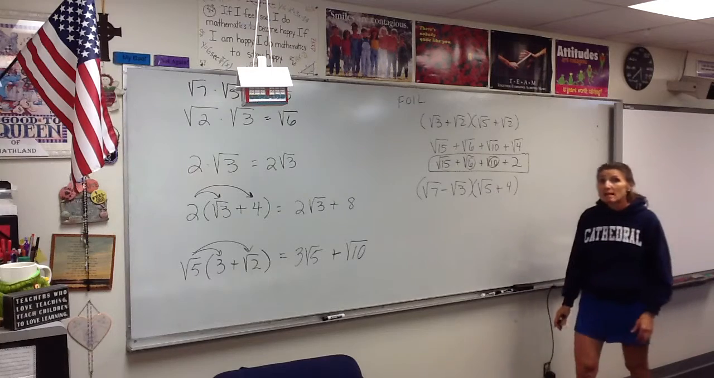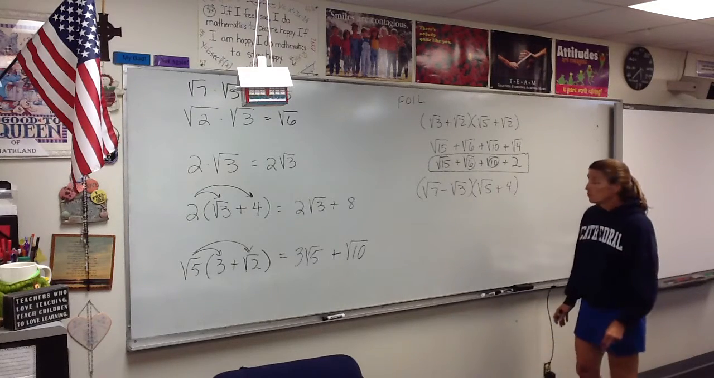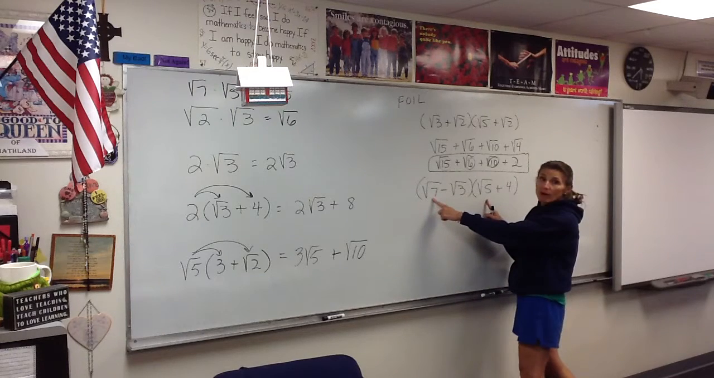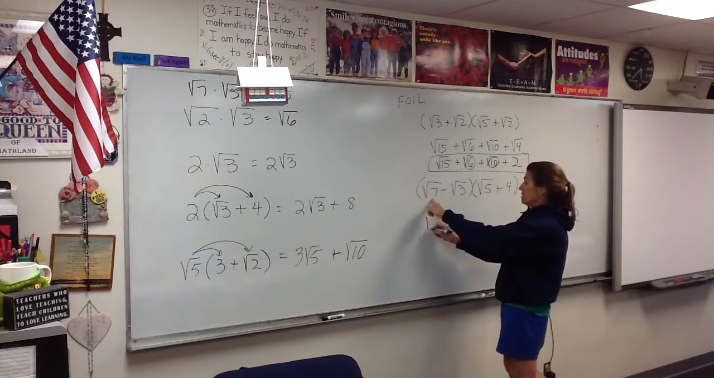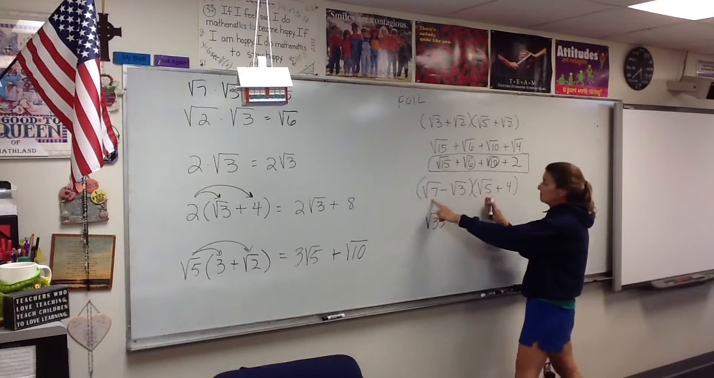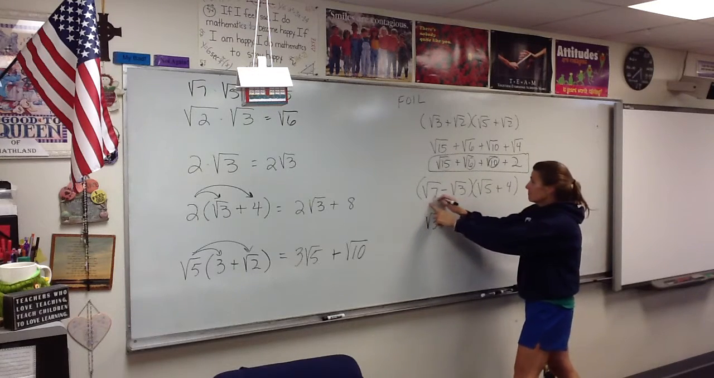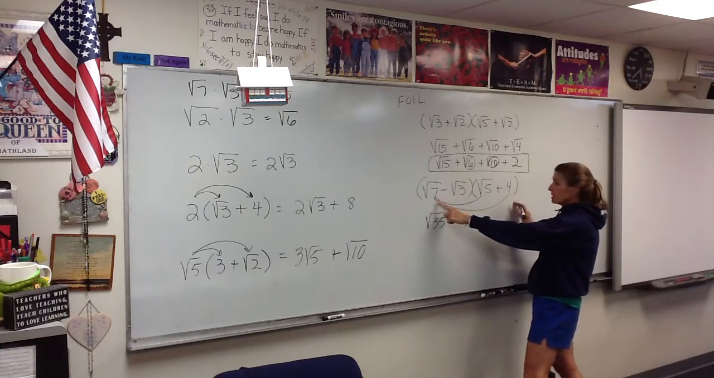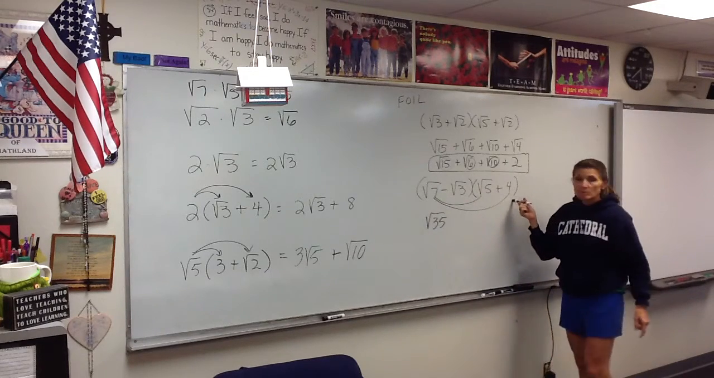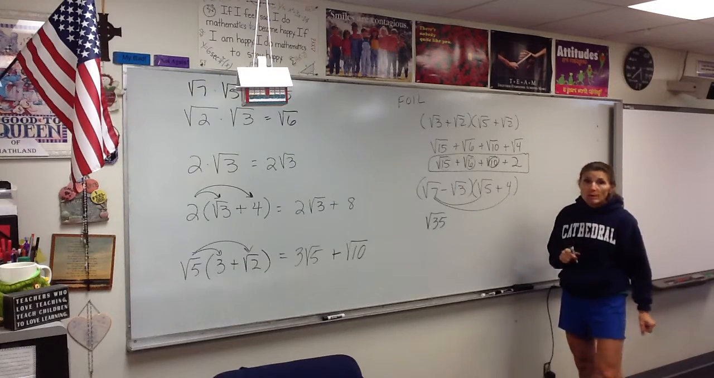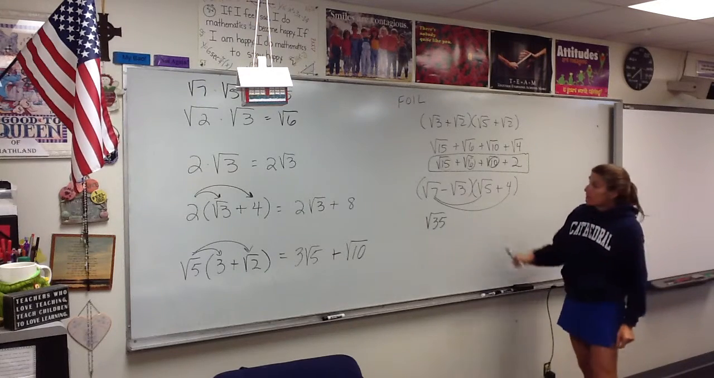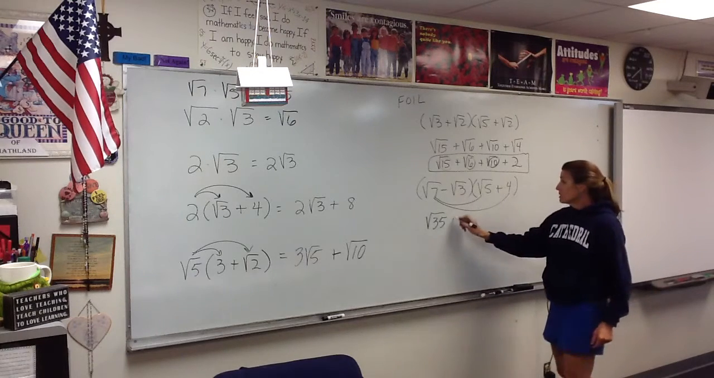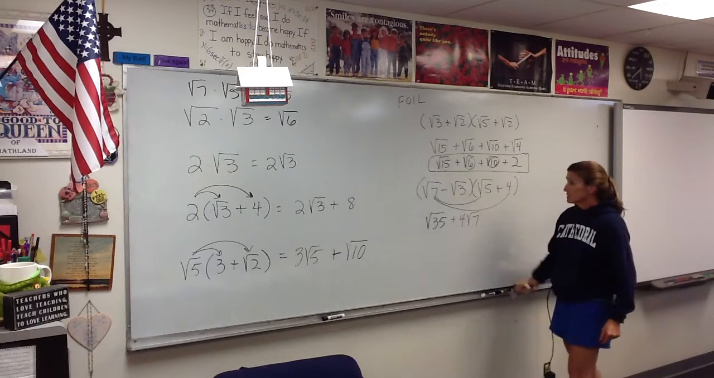Let's try this one, same thing. Here we go. Radical 7 times radical 5, radical 35. That's first. Now I'm going to do my outsides. Now I have a radical 7 times a 4. If you put 28, you're going to be wrong, because the 7 is under the radical, the 4 is not. So that's going to be plus 4 radical 7.